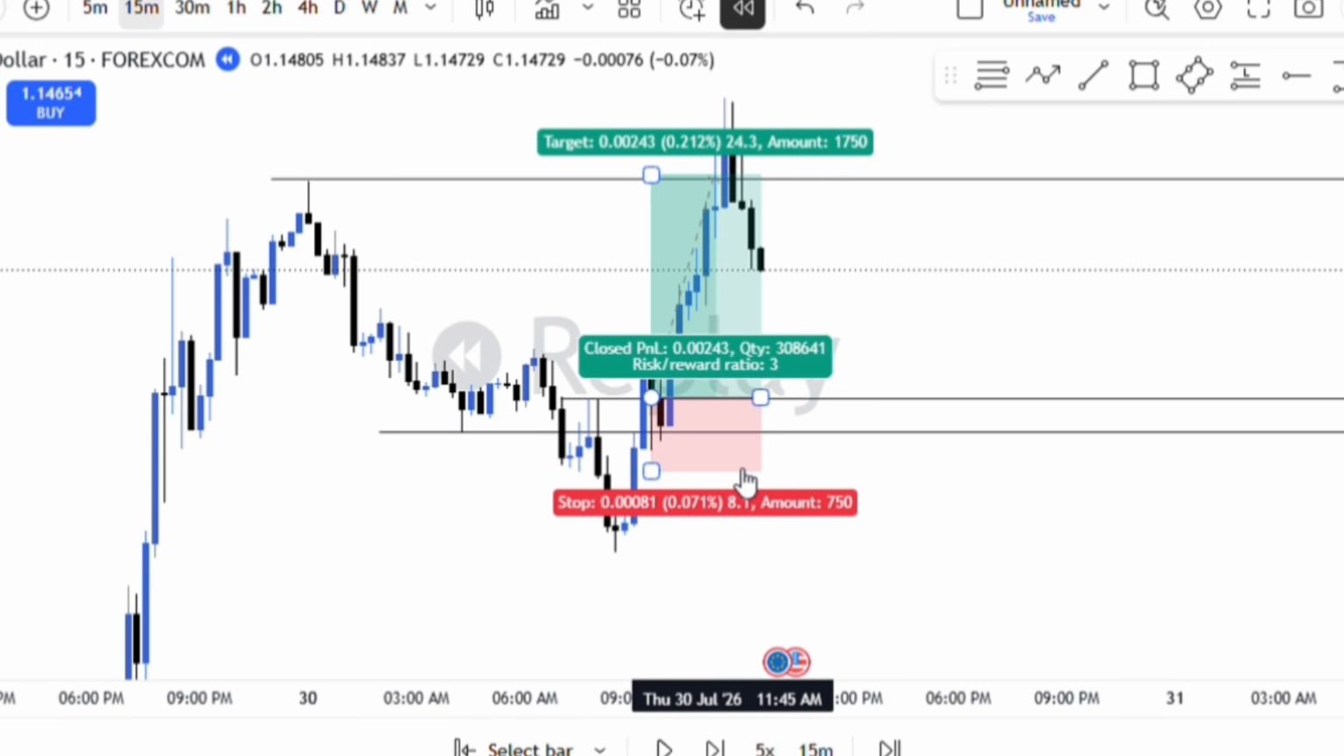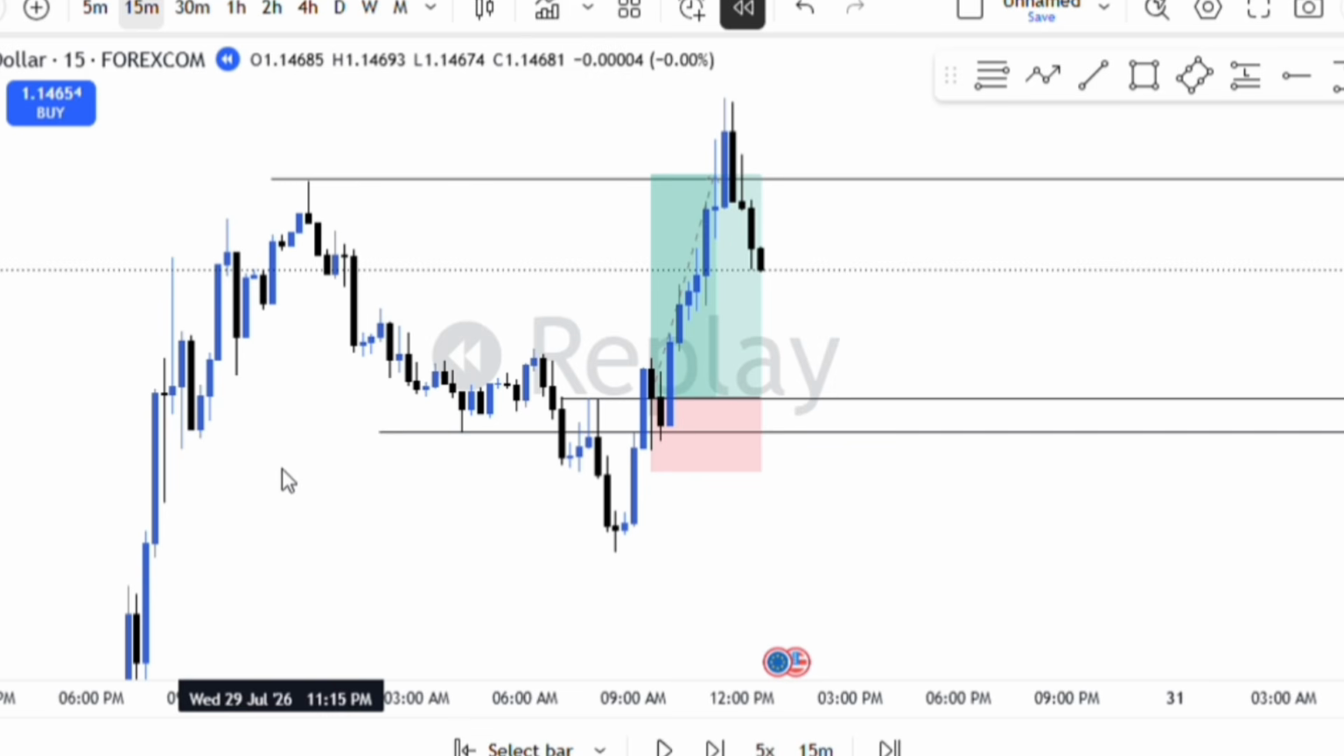That is just it. And your target at least 1:3, 1:4, 1:5, depending on your target, depending on your draw in liquidity size. You understand? As easy as ABCD.